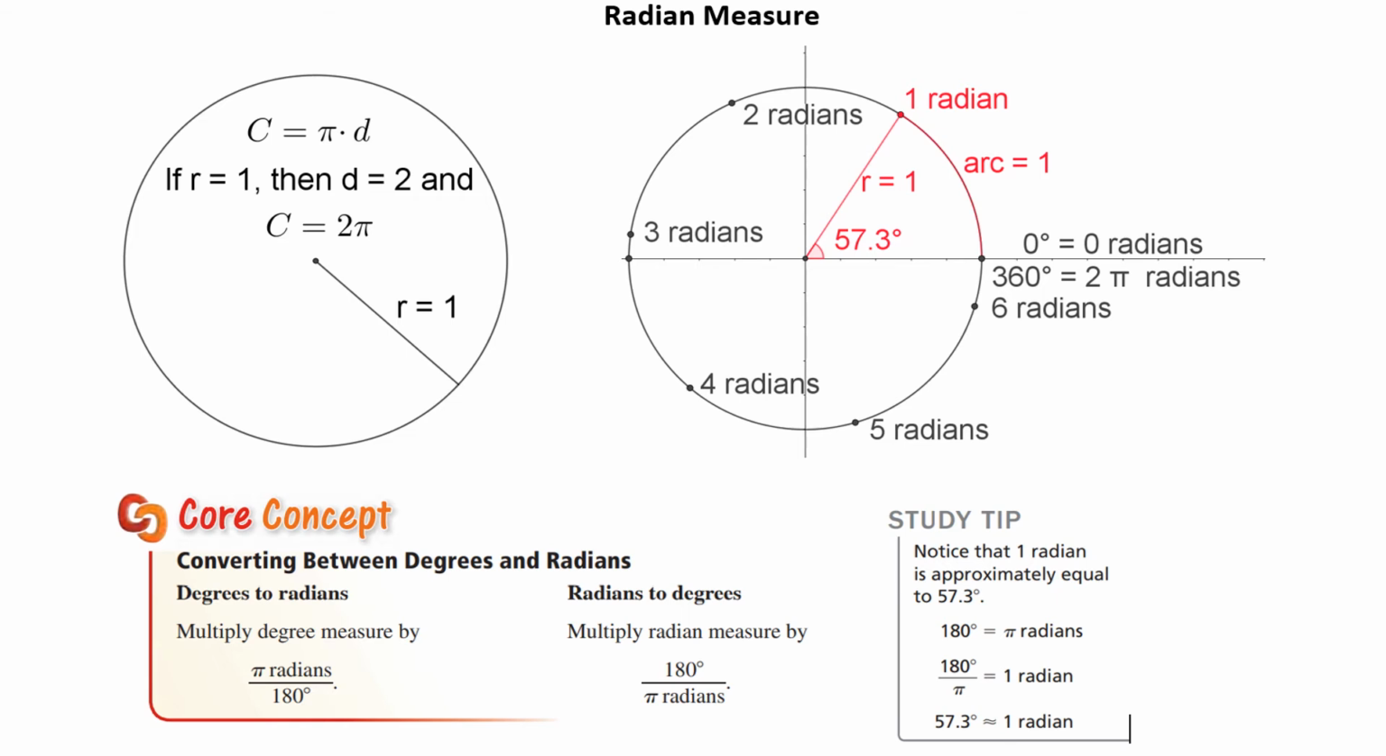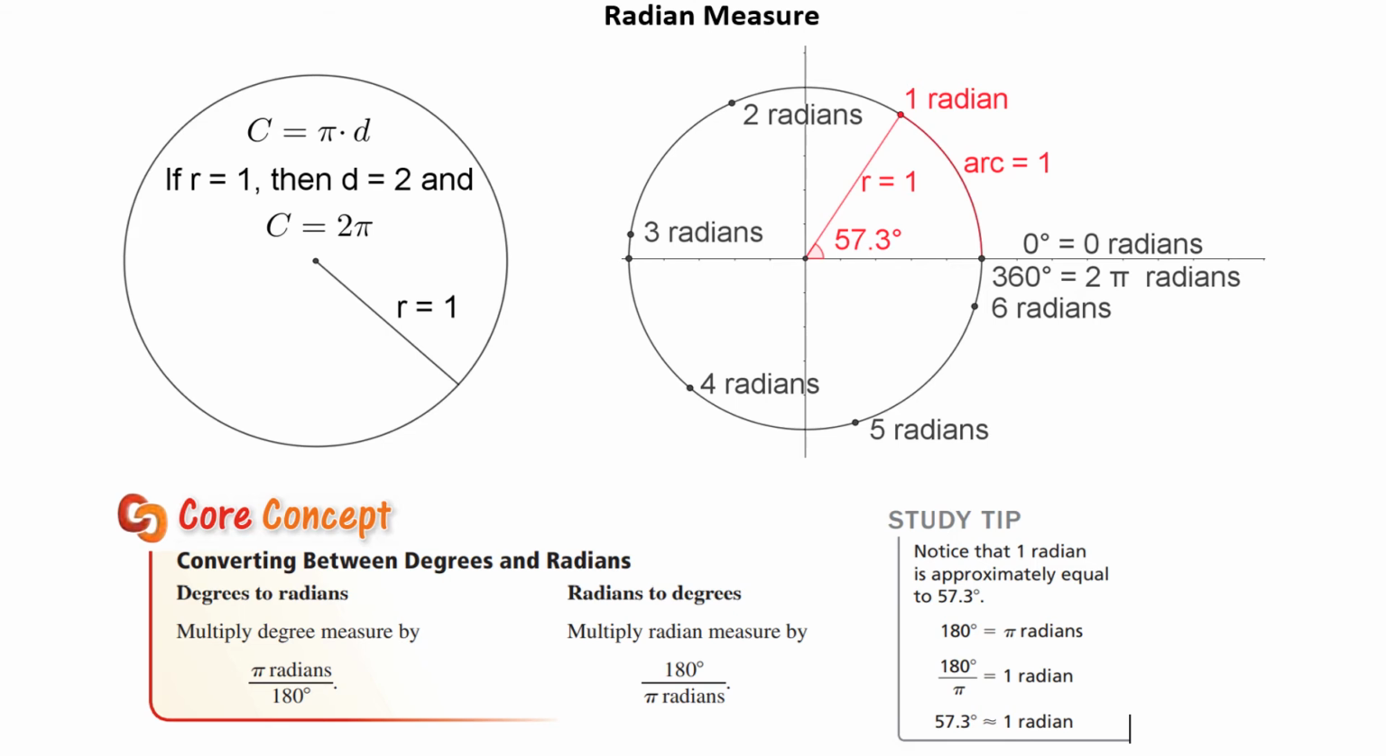The nice thing about radians is that a full circle is 2 pi. So 2 circles is 4 pi. If you want to know how many radians it is to go around a circle multiple times, it's going to be 2 pi, 4 pi, 6 pi, 8 pi, 10 pi. It's much, much easier to calculate.